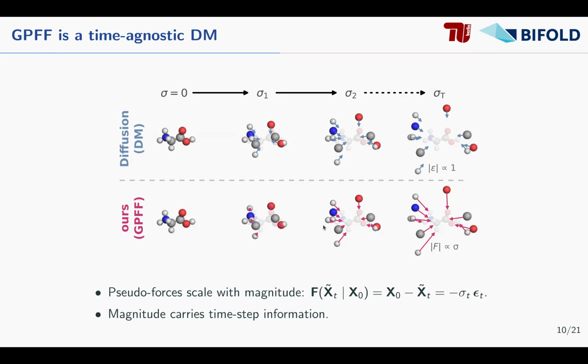And now, because our GPFF model learns this magnitude, and this magnitude also encodes the time step information somehow, right? So here for large time steps, the model will predict something with a large magnitude, and for small time steps, it will predict something with a small magnitude. So just using this magnitude is already enough to encode the time step information. So we don't have to provide this as an additional input to the model.